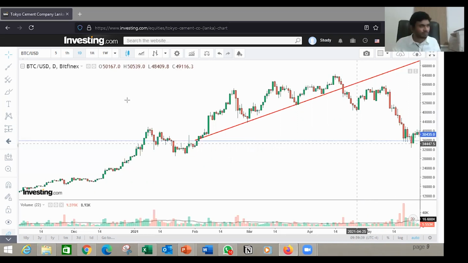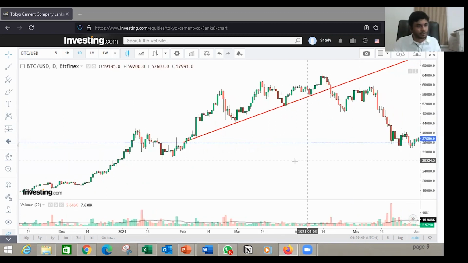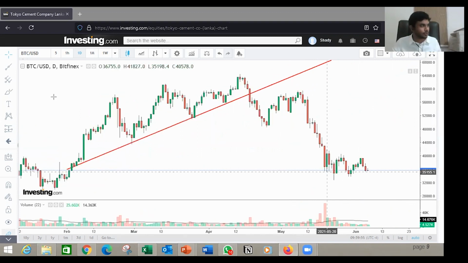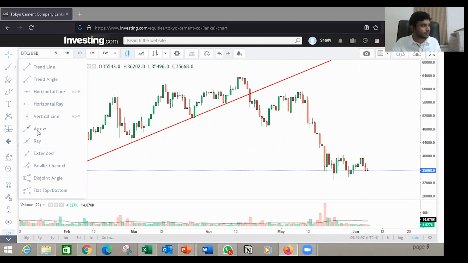Okay. So I will quickly take another example on Bitcoin. Again, the same chart if I can use. Also, you can see there is a support at these levels. Okay, so this can be used as a future reference point for you.